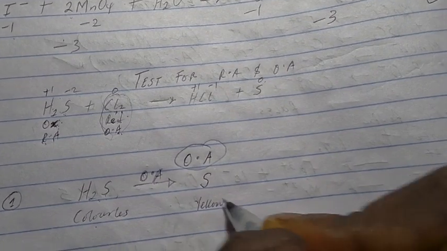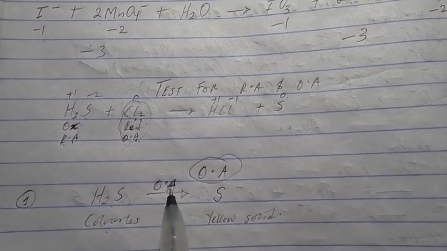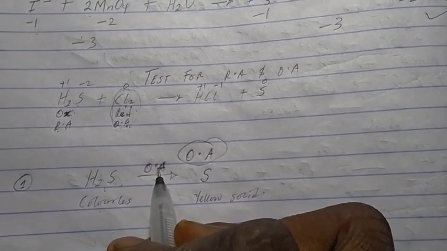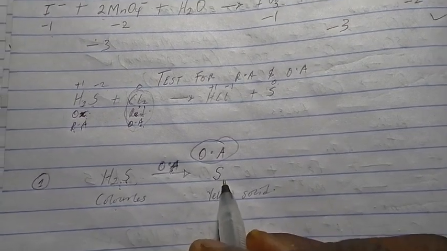So now what will it change to? This colorless H2S will give us sulfur. It will change to sulfur, and that sulfur is a yellow solid. So if you see a yellow solid deposit, then what you have added is an oxidizing agent. But if it is not an oxidizing agent, when you add it to this, there will be no color change. So they can ask you: an agent that changes colorless H2S to yellow sulfur is what? That's an oxidizing agent. Do you understand that? So this oxidizing agent oxidizes H2S to sulfur.